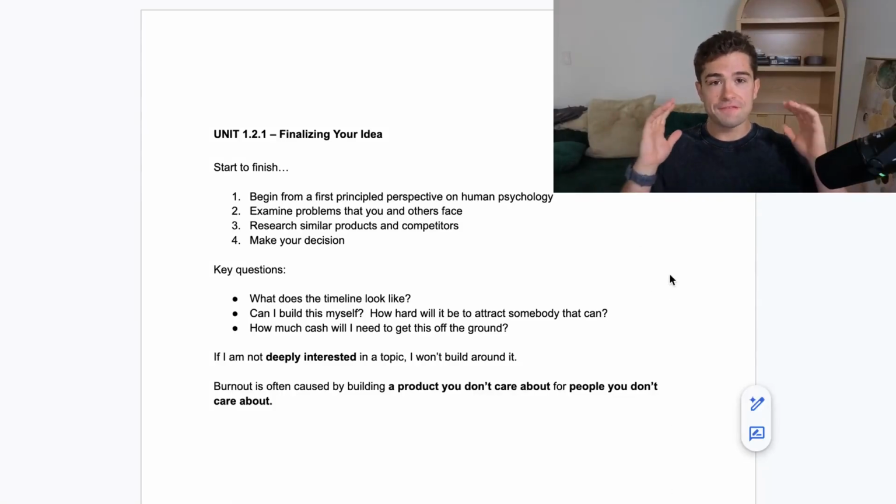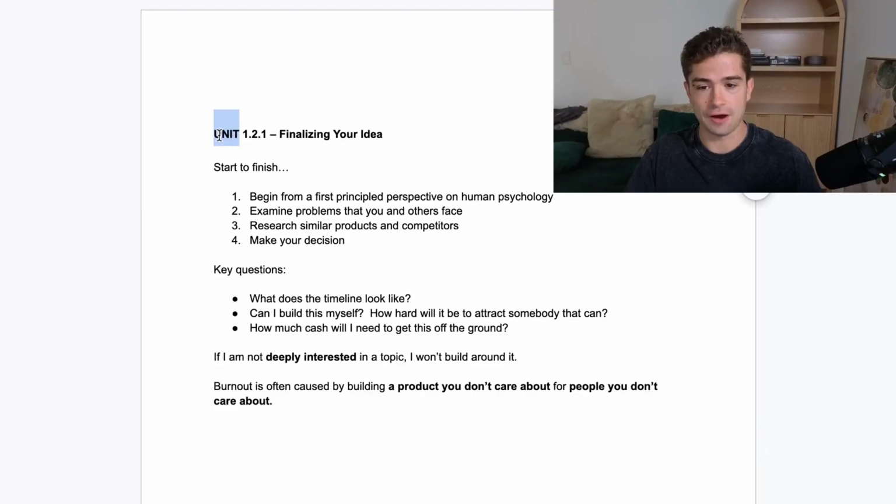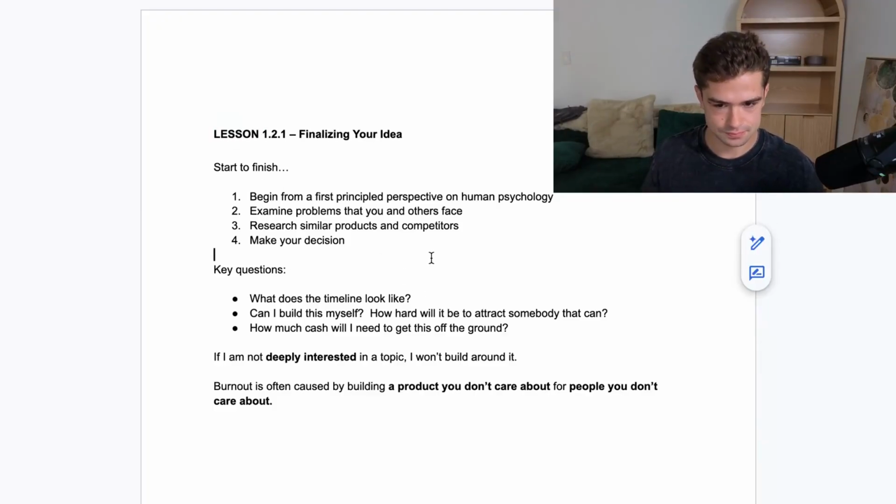We are on the final part, or final lesson, of ideation, which is, of course, finalizing your idea. This part will probably be short. It kind of builds off of everything we've done, but will serve as somewhat of a conclusion. And we'll go over some basic frameworks about how to actually pick your idea to move forward with.